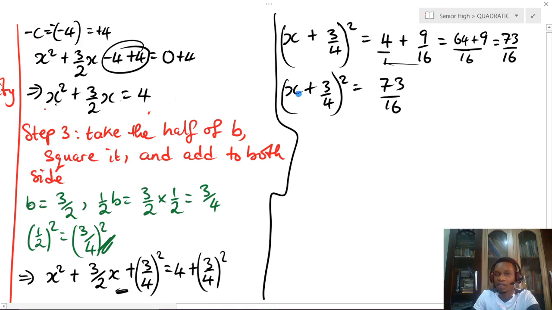So but how do we make x the subject of the formula? We're having a squared here. So to make x the subject of the formula, we take away this squared. And how do we take away this squared? We take the square root of both sides, right? So I can write it out here, take square root of both sides, take square roots.